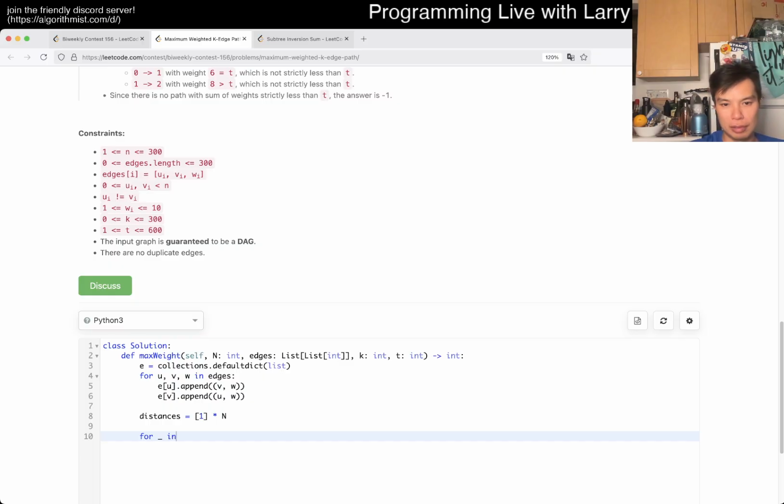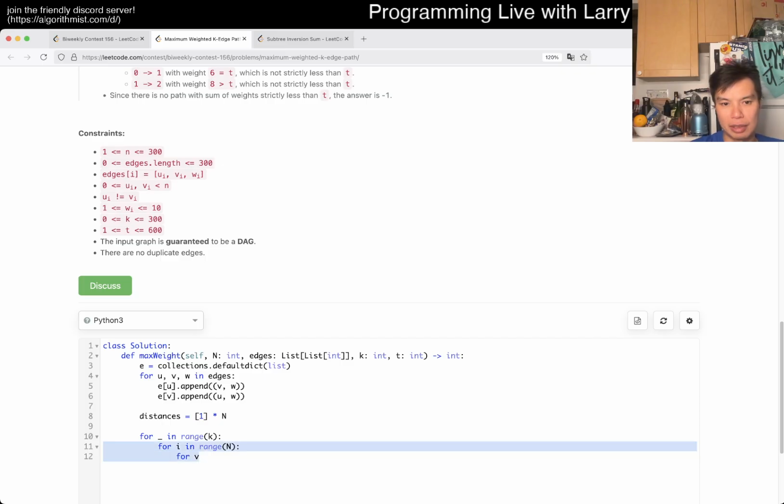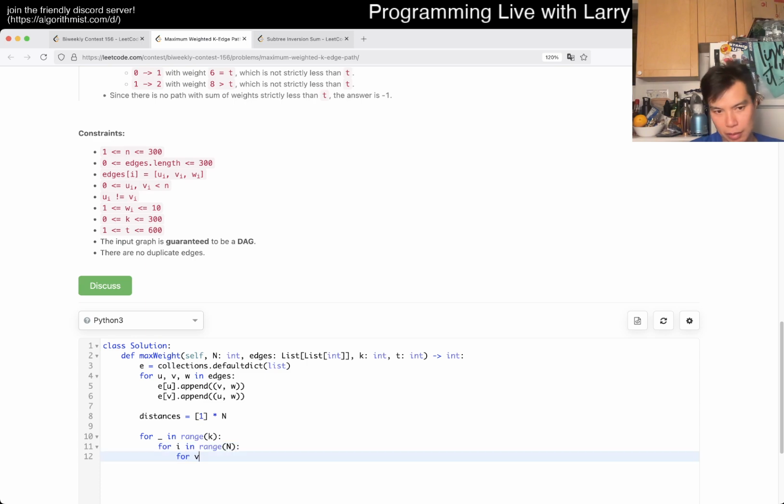Okay, so then now we run K times, maybe K plus 1 times, I don't know. No, so it's the number of edges. So if we run it 1 time, it's going to be 1 edge. So I think that's fine, right? So then now for I in range of n, and then for each time we do this, we actually just run O of n plus e, so 600 plus, okay, maybe that's fine.